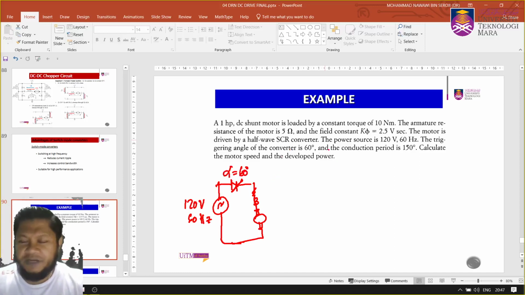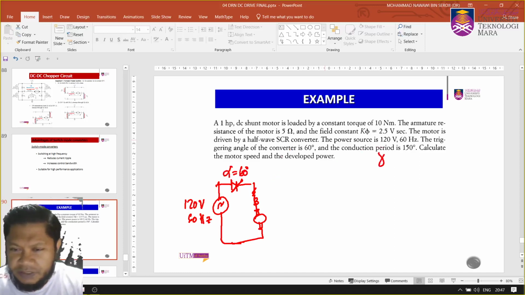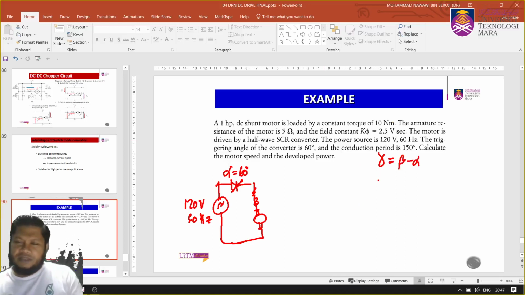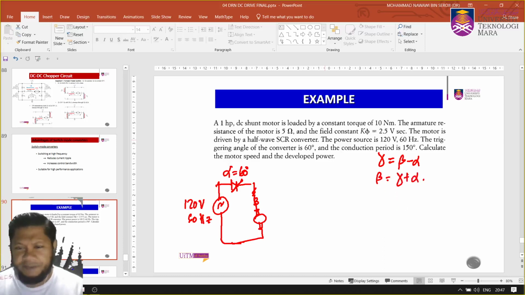And the conduction period. So what is the conduction period? It is gamma, and we know that gamma equals beta minus alpha, so beta equals gamma plus alpha. Calculate the motor speed. You need to calculate the motor speed and developed power.